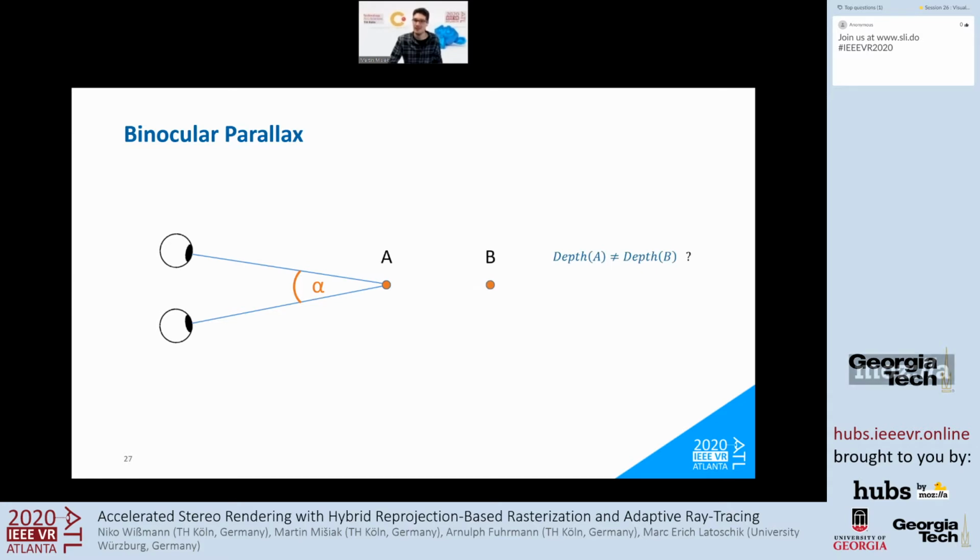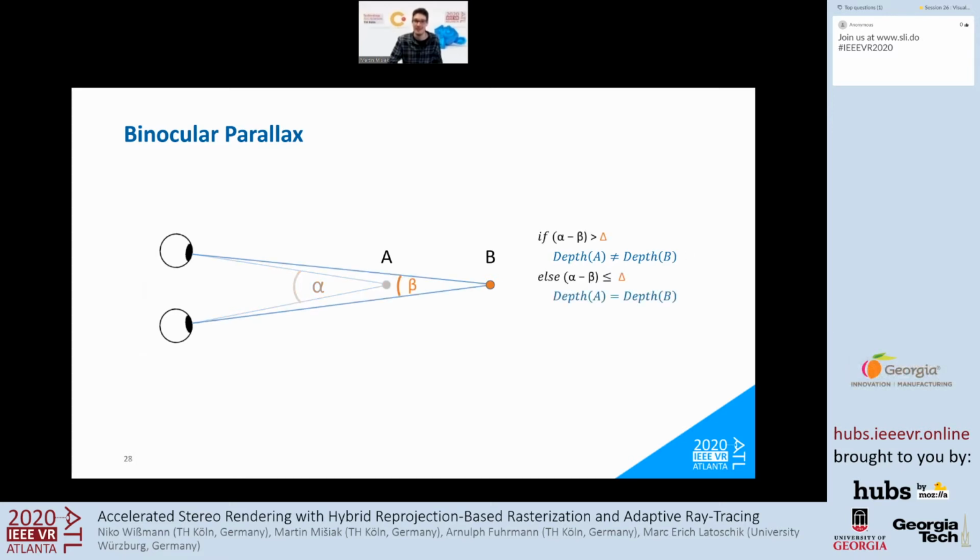So let's say we want to differentiate between the depths of two points, A and B. For this, we have to consider the binocular parallax of converging on both points. If the difference between the angles alpha and beta is above a certain threshold, let's call it delta, we can discriminate between these two depths based on stereoscopic vision alone. The threshold value delta is also referred to as stereoacuity, and for a major part of the population is in the range between 0.5 and 1 minutes of arc.